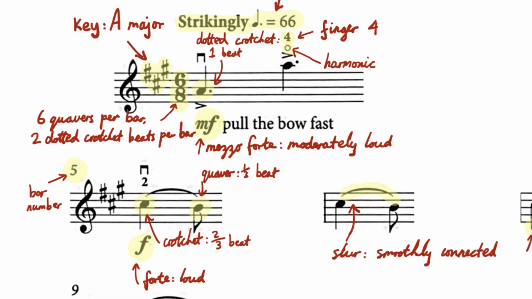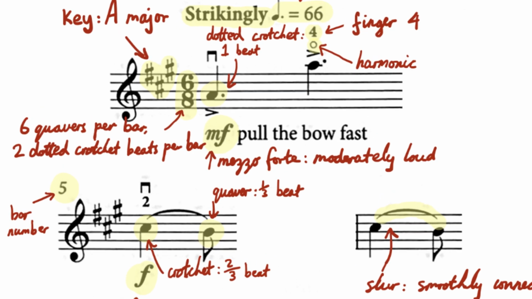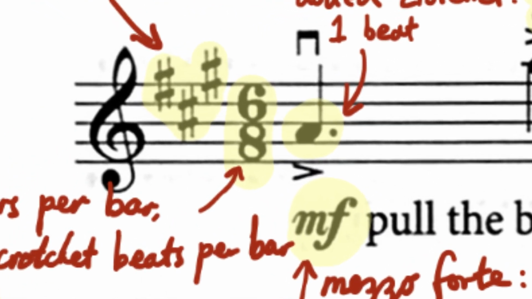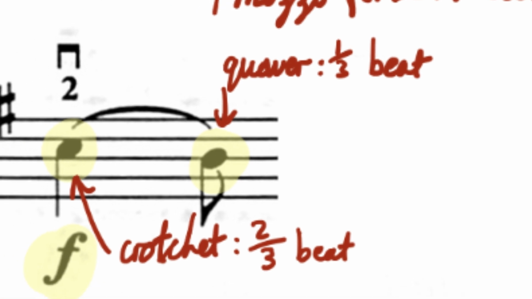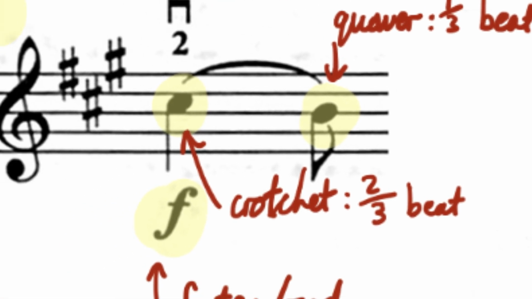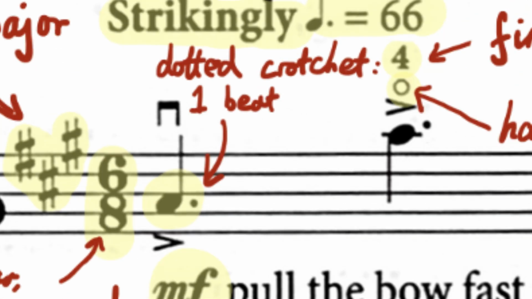This piece has quavers, crotchets, and dotted crotchets. Usually we think of crotchets as being 1-beat notes, but because this piece is in 6/8 time, quavers are worth 1/3 of a beat, crotchets are worth 2/3 of a beat, and dotted crotchets are worth 1 beat.